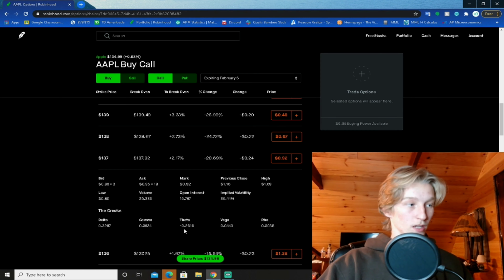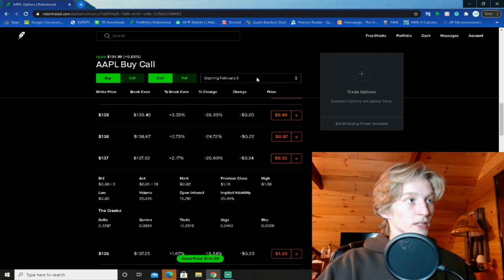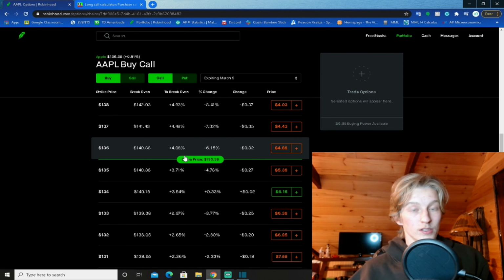Theta is that rate. So this option will lose 26 cents per share, $26 per day. That is so high because it's so close. So theta is not a linear graph, meaning that it's not constant. When it's far out, it'll go slow, but then when it gets closer and closer, it's exponential, and then it'll really start eating away at your option.